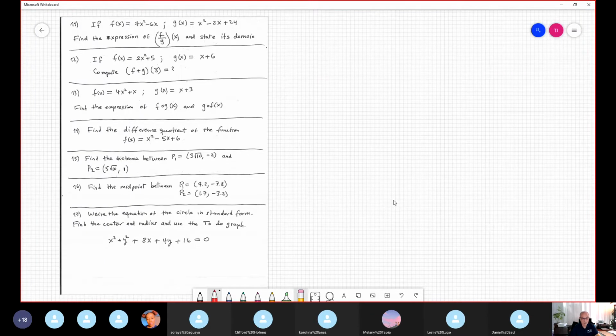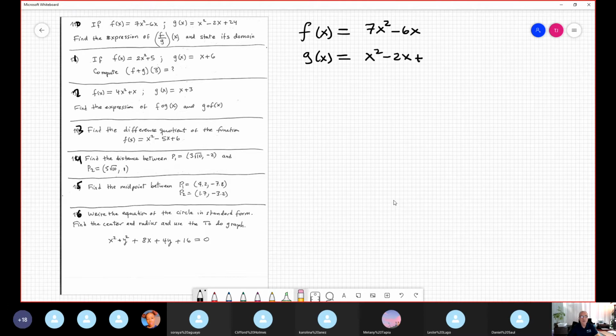This is easy. This is a combination of functions. Number 11 is a combination of functions. Actually, it's not 11, it's 10. It's 10, 11, 12, 13, 14, 15, and 16. 16 questions. Easy test. Okay, we have two functions given. f of x is equal to 7x squared minus 6x, and g of x is equal to x squared minus 2x plus 24.